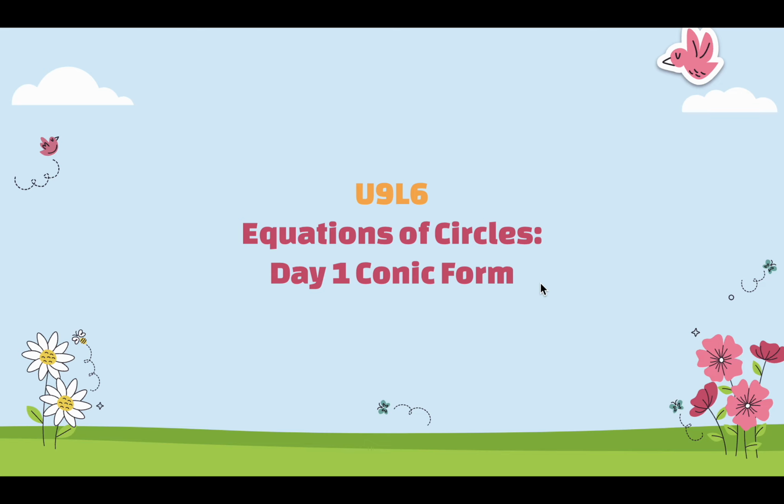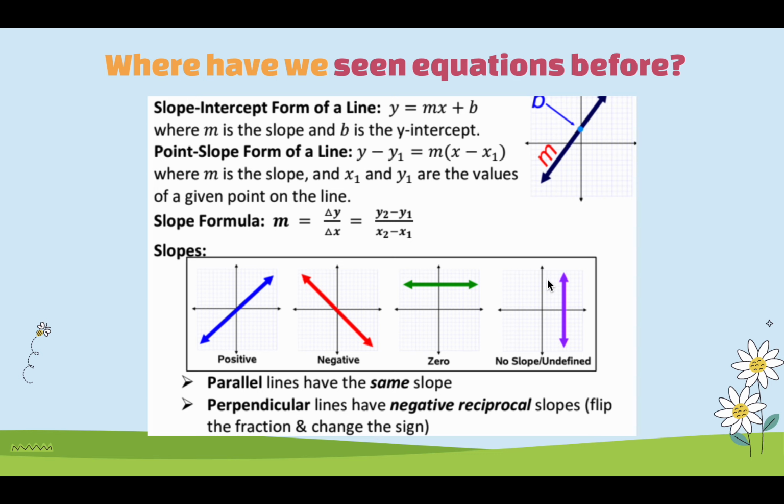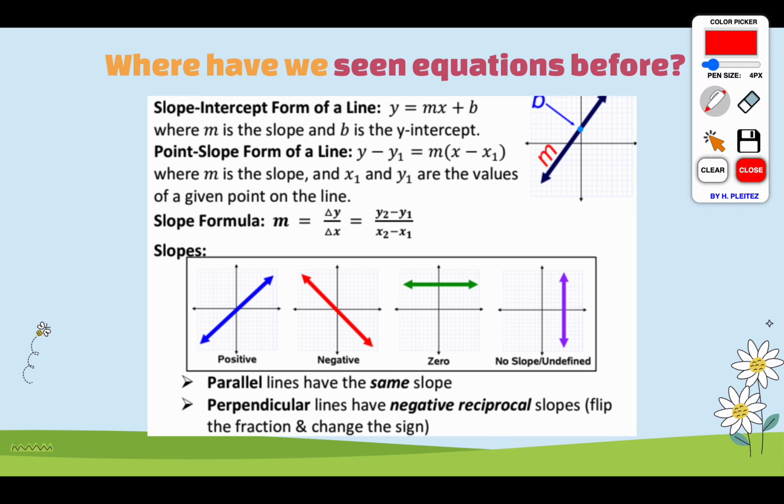What's up, everyone? In this video, we're going to be talking about equations of circles. Now, in this course thus far, we've seen equations when we were creating the equations of a line. So there were two different formulas that we could have used for the equation of a line. Remember, we had slope-intercept form, which was y equals mx plus b. And then we had point-slope form, which was y minus y1 equals m times x minus x1.